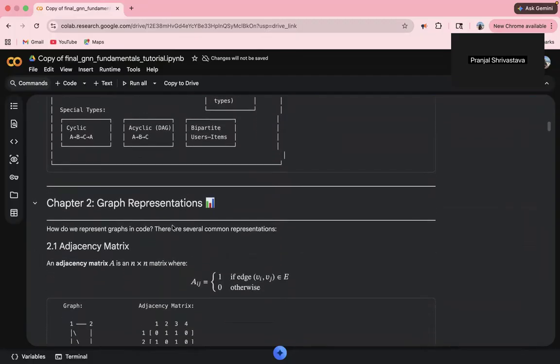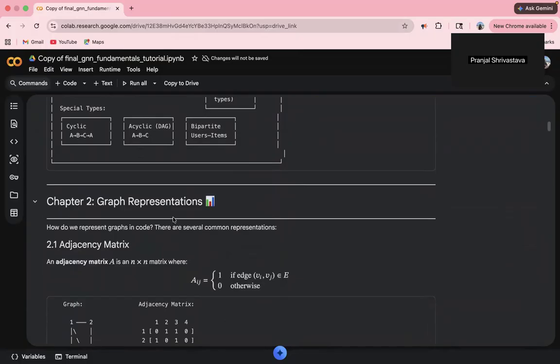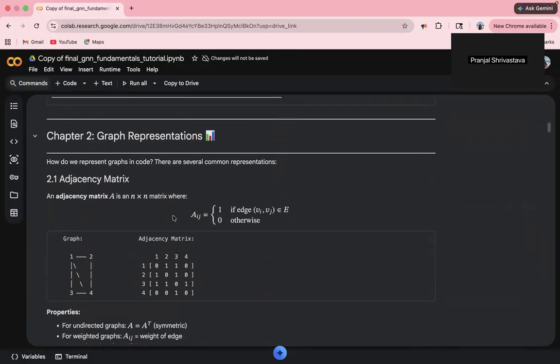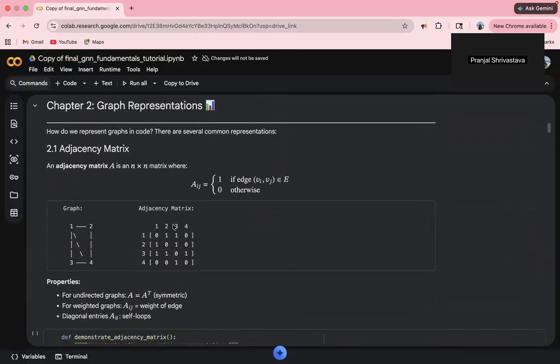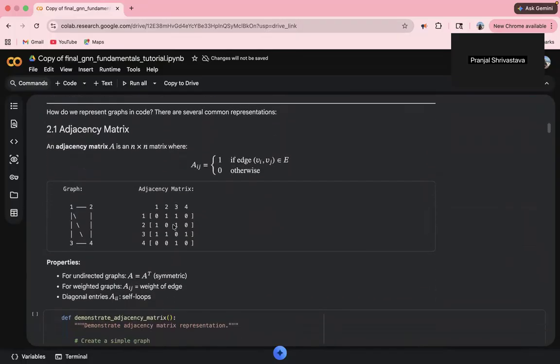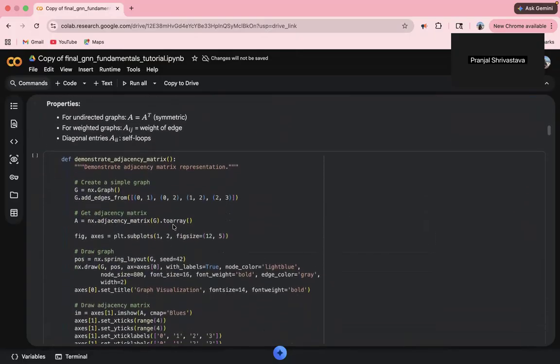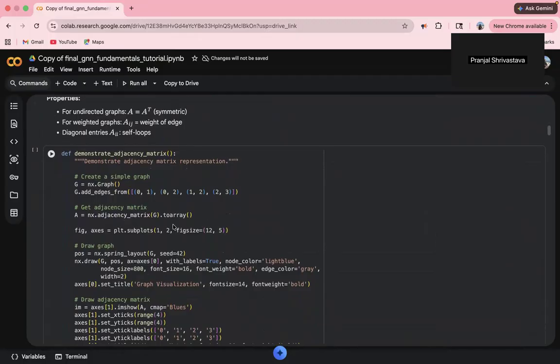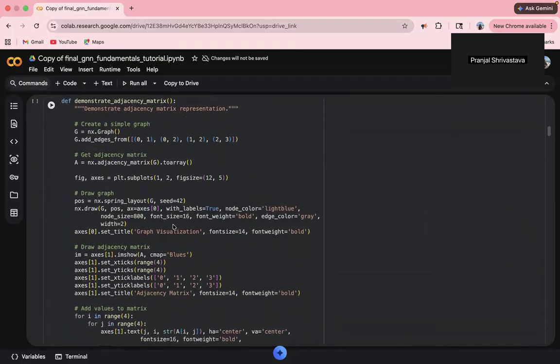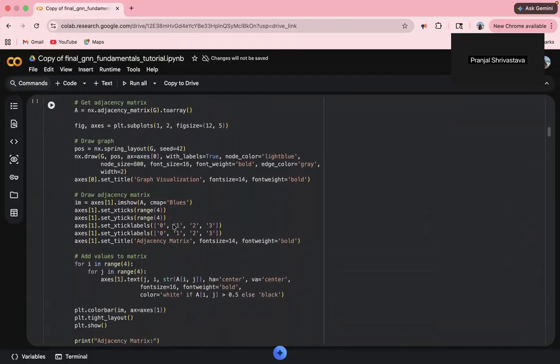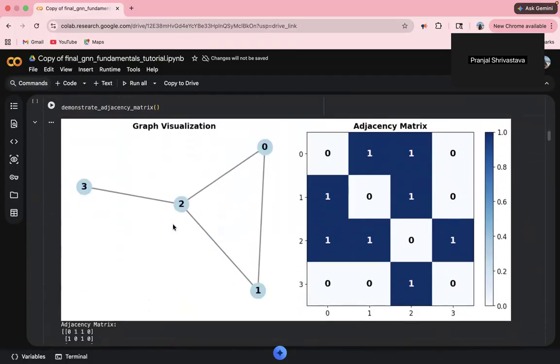Next, we have graph representations. Adjacency matrix visualization. Here we have created a 4-node graph. We compute its adjacency matrix using NetworkX and visualize both the graph and the matrix.